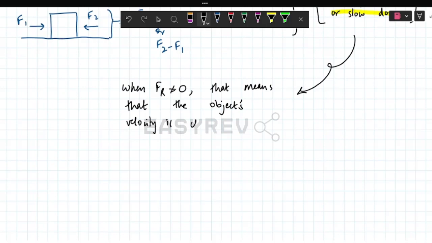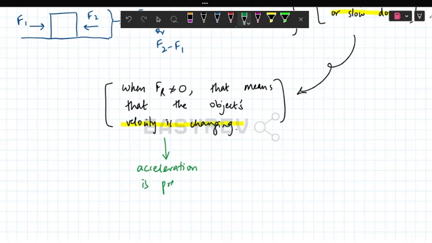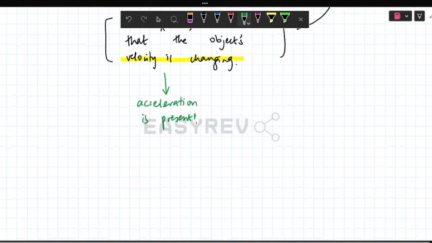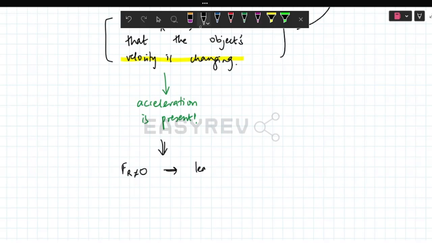is changing. And you may remember from our discussion in kinematics that wherever there's some changing velocity, that means that there is non-zero acceleration present. So we repeat that wherever velocity is changing, acceleration is most definitely present. So then we conclude something quite fundamental when it comes to the scenario where the resultant force is not zero: that when the resultant force is not zero, it leads to an acceleration.